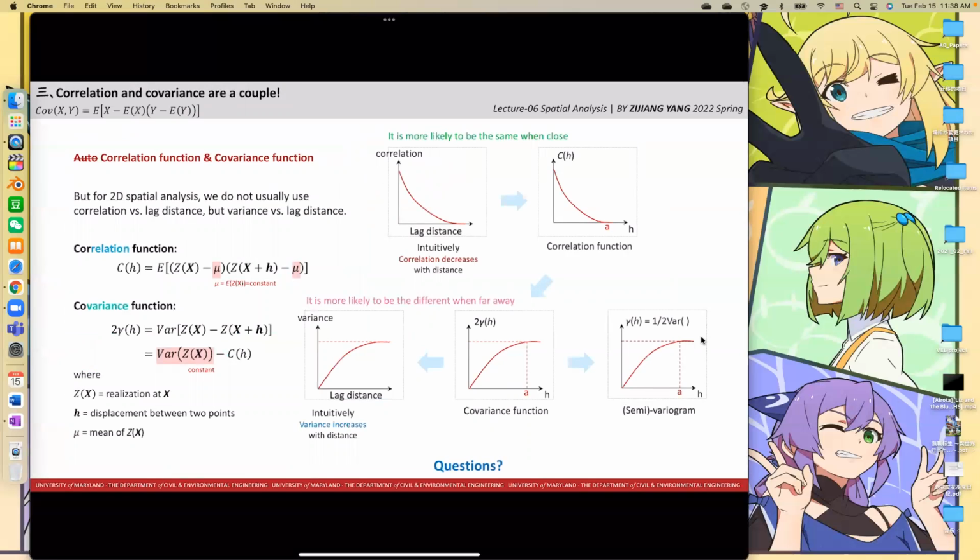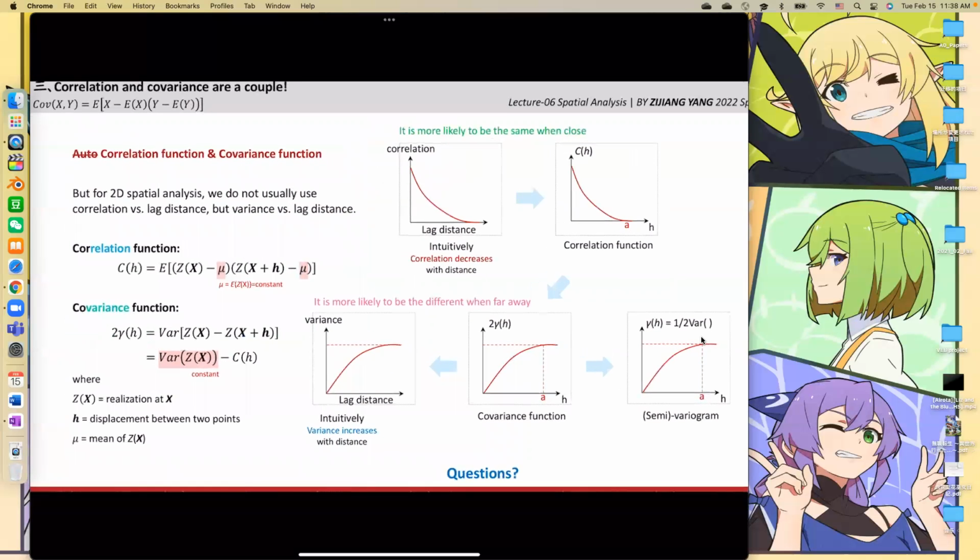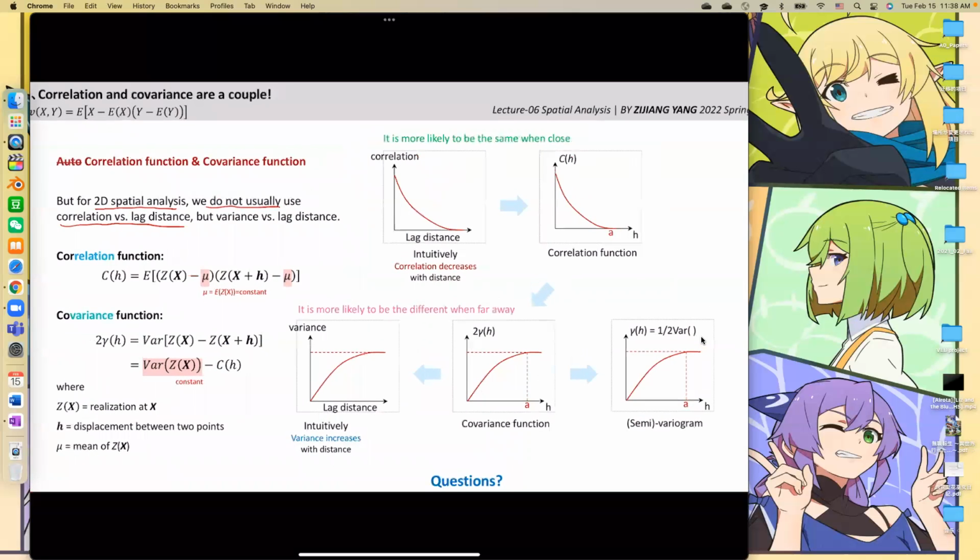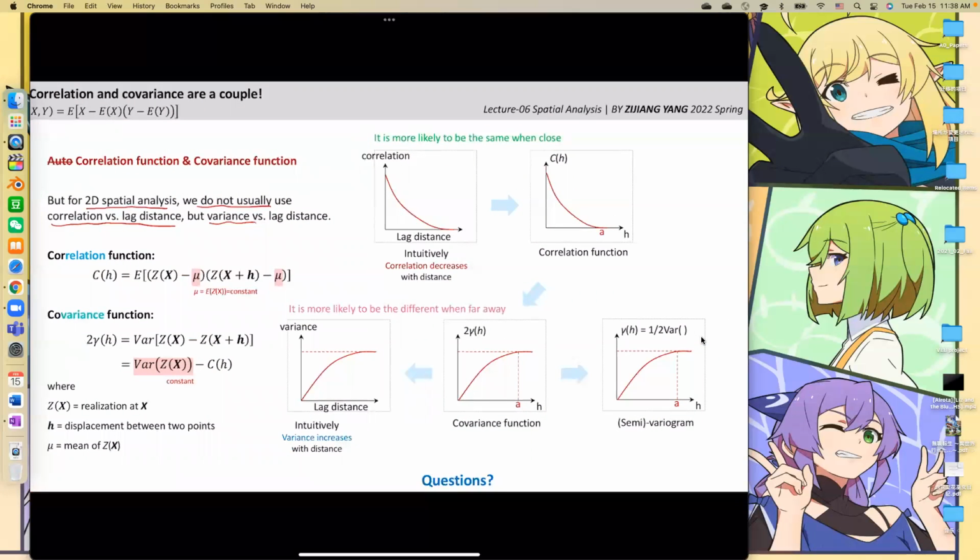So again, we are not going to do the calculation, but here I want to show some concept. For 2D spatial analysis, we do not usually use correlation versus lag distance or delta D, but we use the variance or covariance versus lag distance. I think this is because of the transition. Like the original researchers, they were just looking at the variance versus distance. So I think this is just a transition.